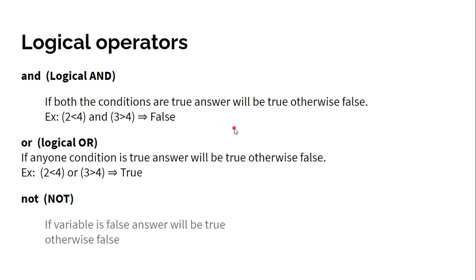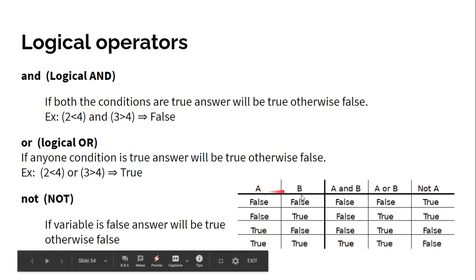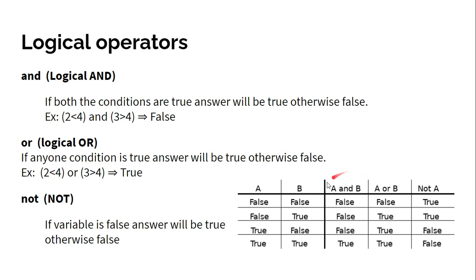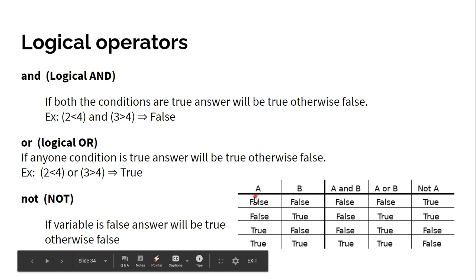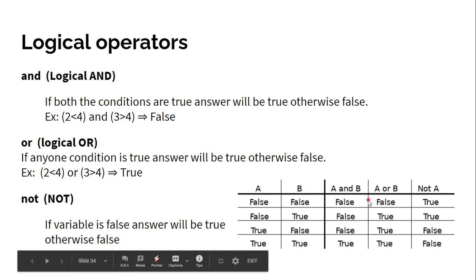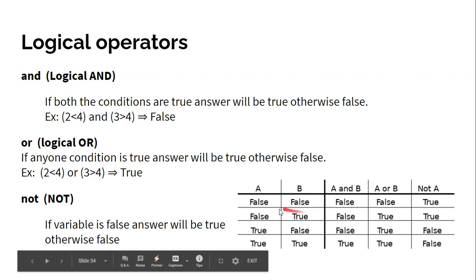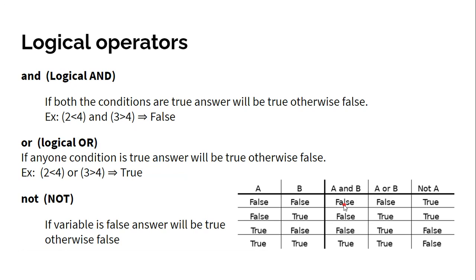If you see the Boolean table, this is called a Boolean table. Suppose you have two Boolean values a and b. If any of a or b is false, the answer will be false, otherwise it will be true. This means the AND operator will return true only when both a and b are true, otherwise it will always return false. If any of these is false, it will return false.